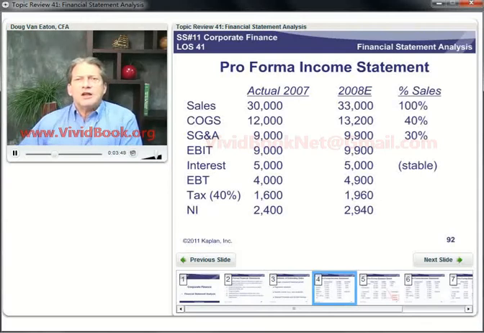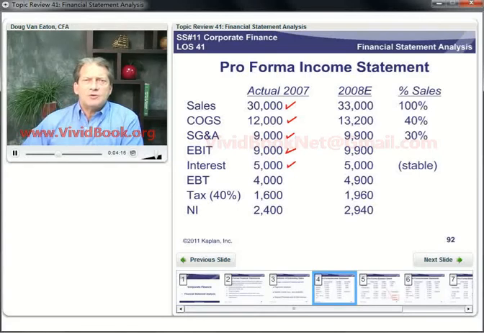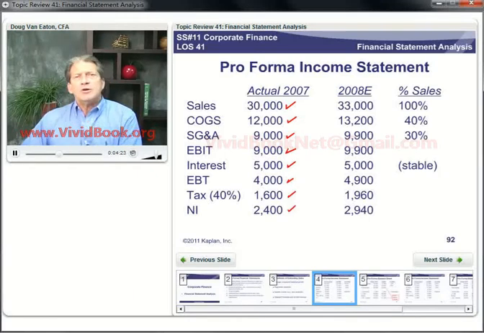So let's look at a simple example of how we do a pro forma statement. Say our actual for 2007 is $30,000 for sales. Our cost of goods sold was $12,000. SG&A, our selling, general, and administrative expenses, $9,000. Operating earnings, $9,000. Interest, $5,000. Earnings before tax, $4,000. Tax, 40% of that, $1,600. Net income, $2,400. So now we're going to do a sales-driven forecast for the next year.